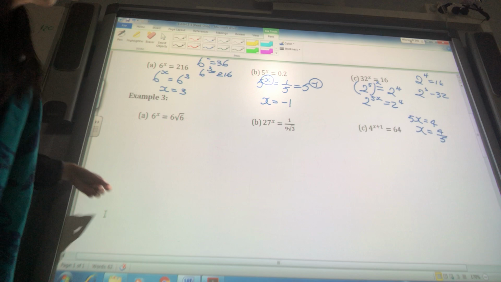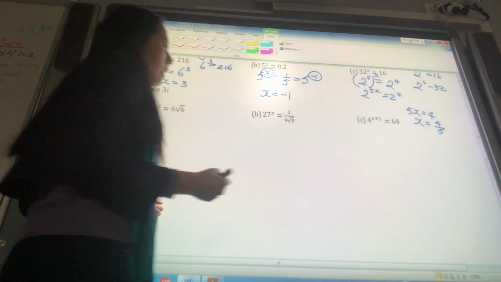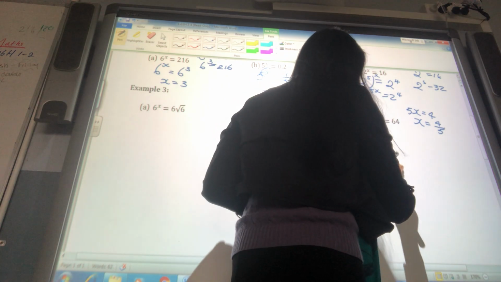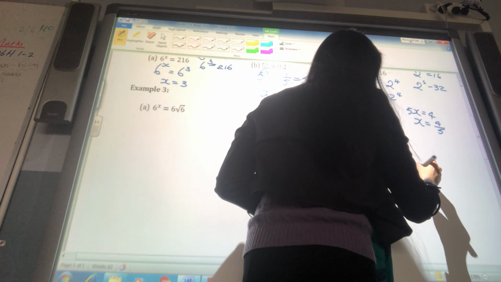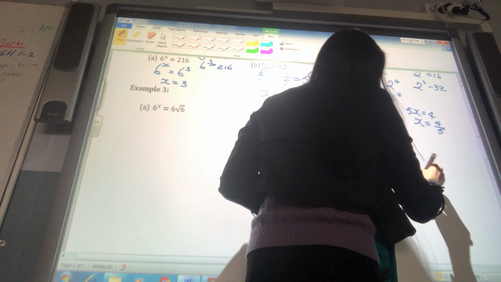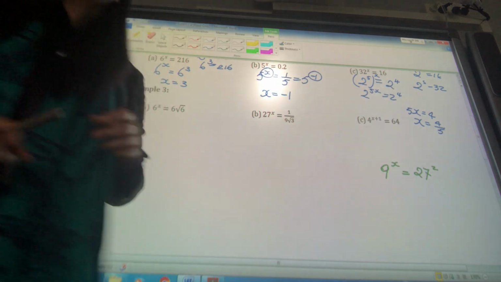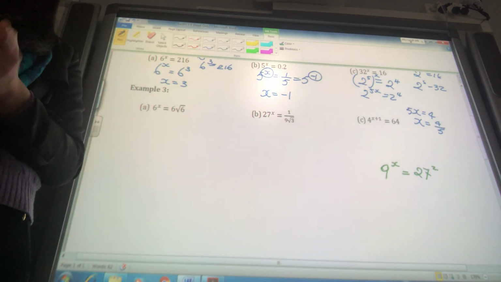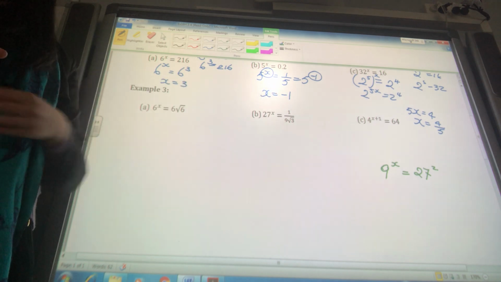Maybe we'll do one more on that. Let's say we have a question like 9 to the power of x equals 27 to the power of 2. What do I do? This is just an additional question.